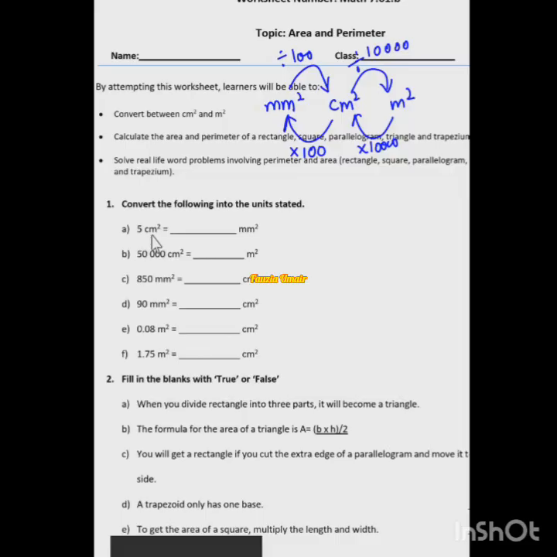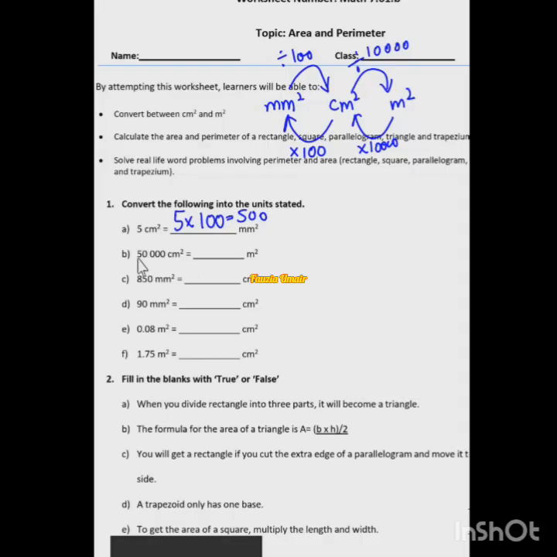So now let's look at this. 5 centimeter square converted into millimeter square. 5 multiplied with 100, centimeter to millimeter multiplied with 100. So what would be the answer? 500 millimeter square, right?